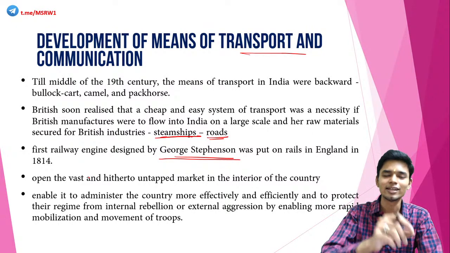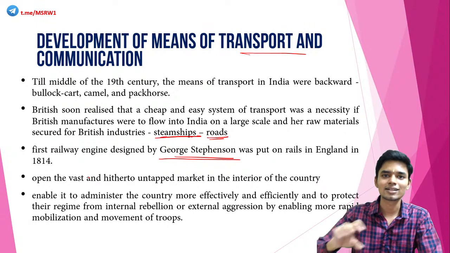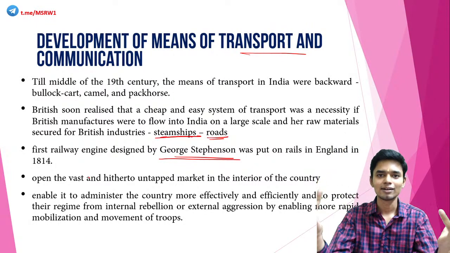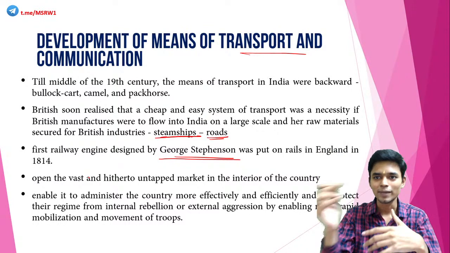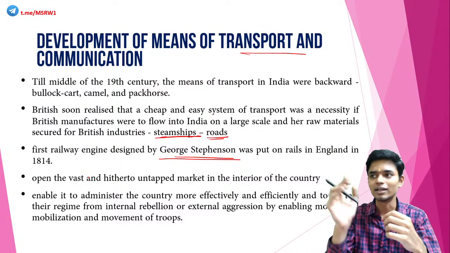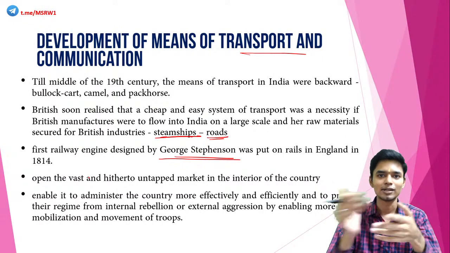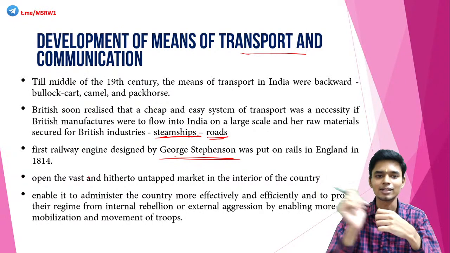This is the reason why they introduced railways. Railways can connect any place in India to any other place in India. So basically, rail lines were laid from the interiors of India to the export terminals such as Mumbai, Madras, Calcutta, etc.